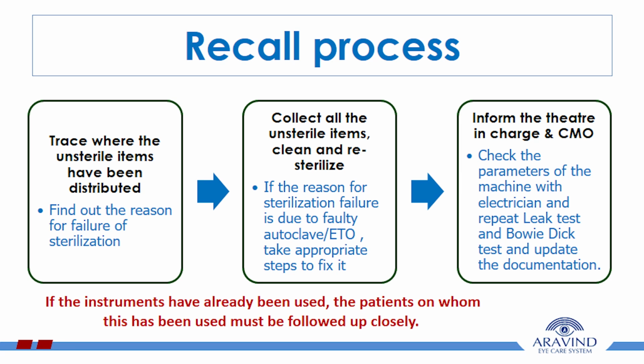Recall process. Trace where the unsterile items have been distributed. Find out the reason for failure of sterilization. Collect all the unsterile items, clean and re-sterilize. If the reason for sterilization failure is a faulty autoclave or ETO, take appropriate steps to fix it. Inform the theatre in charge and CMO. Check the parameters of the machine with the electrician, repeat the leak test and Bowie-Dick test, and update the documentation.